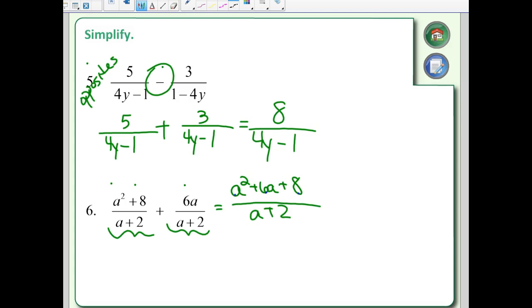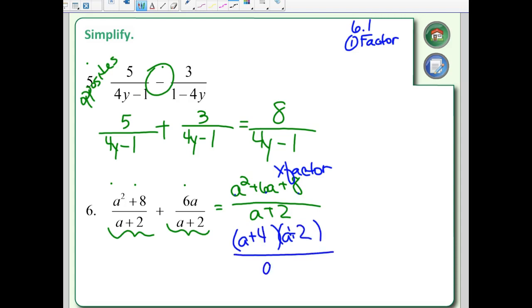Now, how am I going to simplify that fraction? Again, we're back to 6.1. How do we simplify the fraction? Oh, look at that numerator. Is there anything I can factor? Oh, well, I don't have a GCF. There's 3 terms. How do we factor 3 terms? Right, we're going to have to x factor. Okay, so we're going to get a and a. We know that both of our signs are going to be plus. What factors are we going to use of 8? 4 and 2. Good job. All over a plus 2.